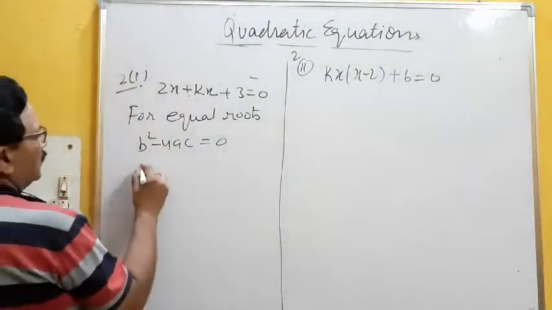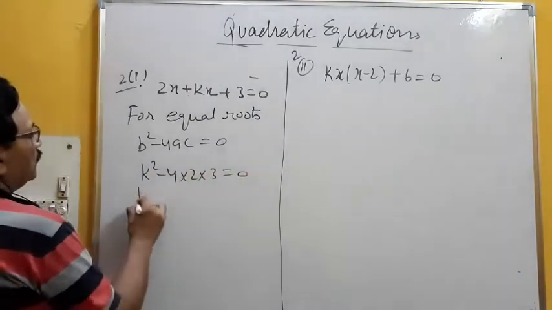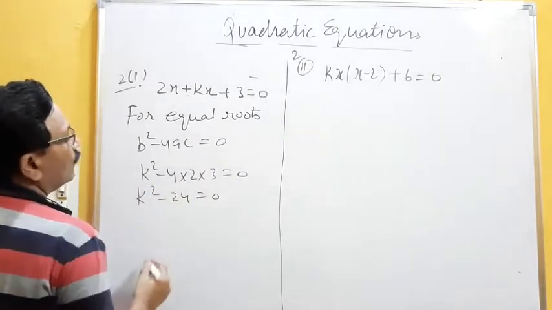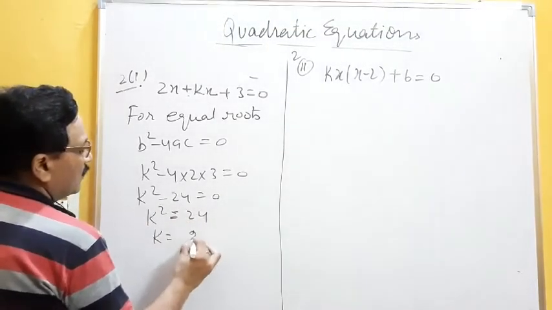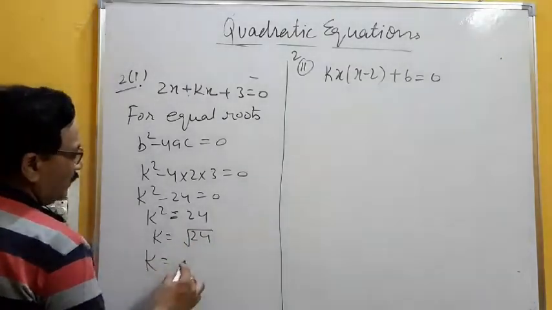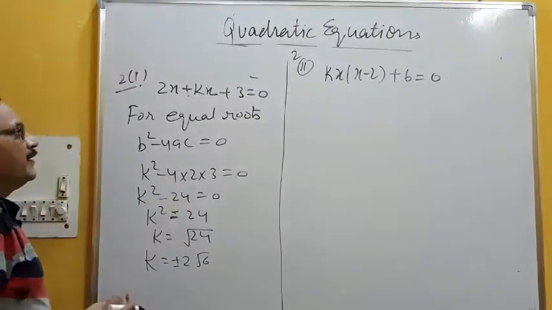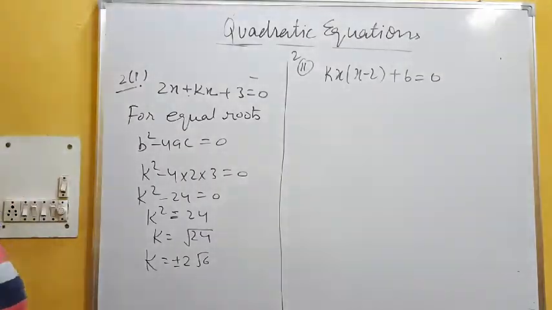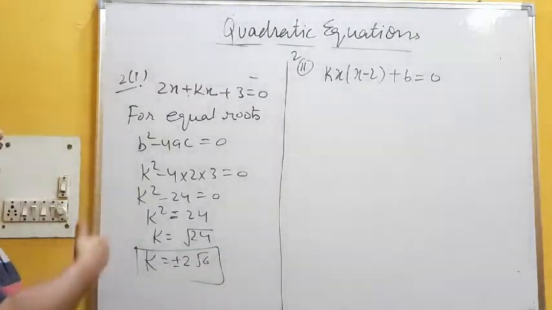Now substitute the values. k square minus 4 into 2 into 3 equal to 0. k square equal to 4 into 8, that is 24. Then k square equal to 24, then k will be root 24. So now you have two values of k. This is plus minus 2 root 6. You have two values of k, either 2 root 6 or minus 2 root 6. Clear? This is the answer. Okay, you please write.